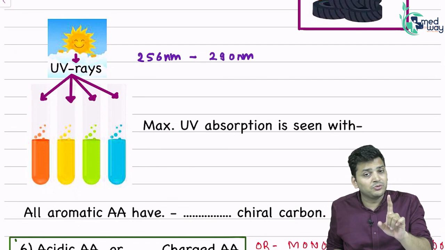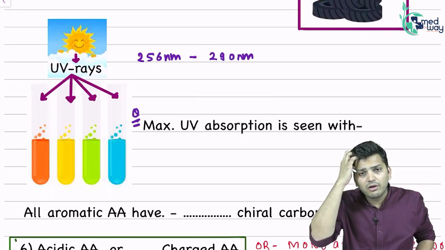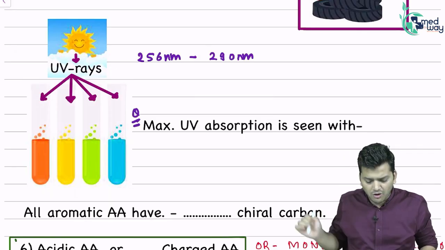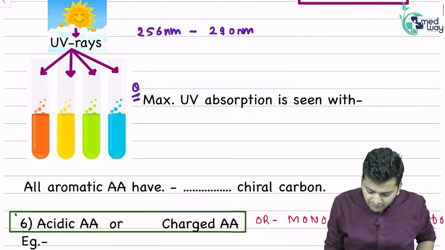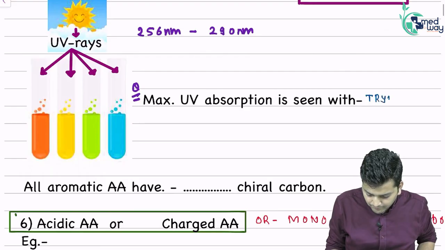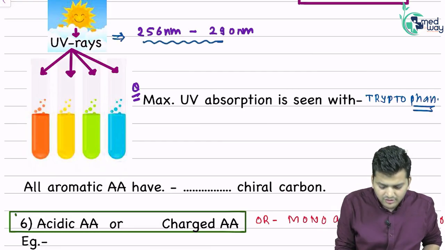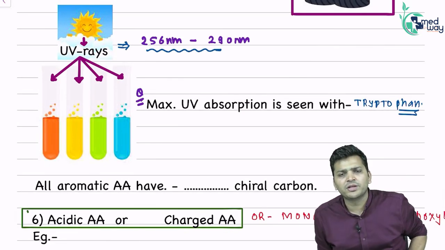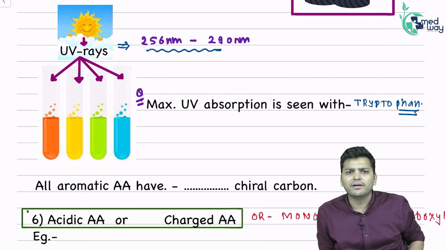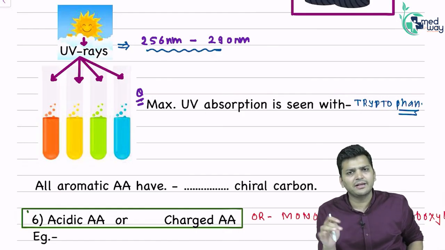All the aromatic amino acids can absorb the UV rays, but they ask this very important question: which amino acid has the maximum UV absorption out of all the four? The maximum UV absorption is seen with tryptophan. Sometimes instead of the word UV rays, they can give the wavelength of the light. They can say that we have put the amino acid in a particular light where the wavelength was, let's say, 270 nanometer. 270 nanometer means UV rays, right? 256 to 290 somewhere, this is UV rays, and they will ask who will have the maximum absorption of this light? It is tryptophan.